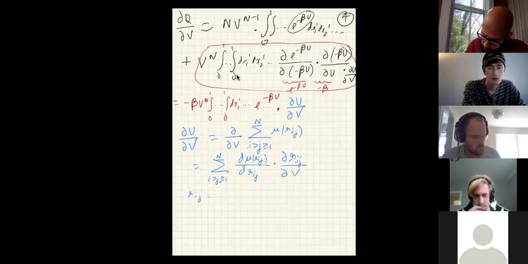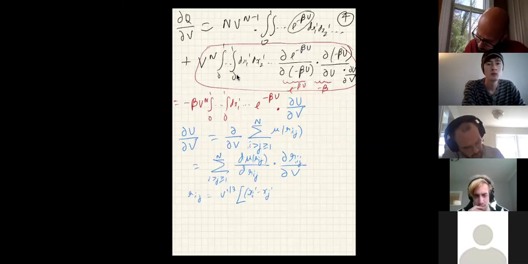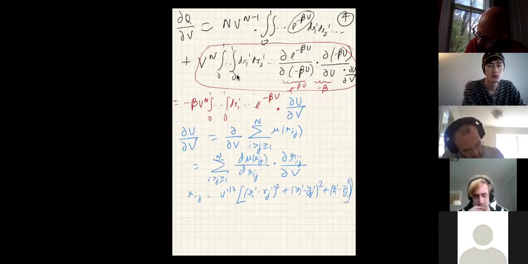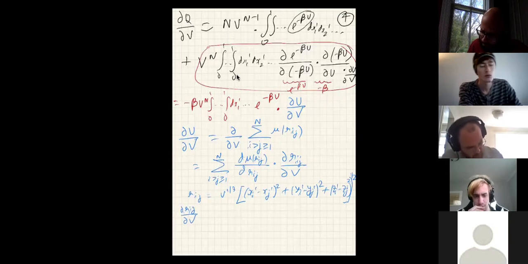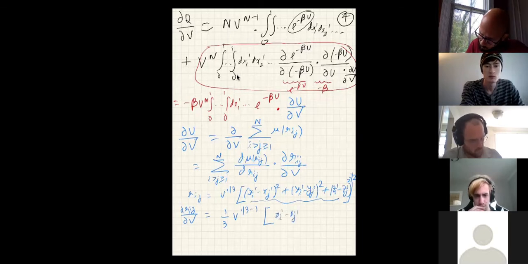rij is v to the power 1 by 3 multiplied by xi prime minus xj prime whole square plus yi prime minus yj prime whole square plus zi prime minus zj prime whole square to the power 1 by 2. So if we differentiate this with respect to volume, partial rij by partial volume will be, this term has no volume dependence. That's the thing to keep in mind. So this will be 1 by 3 v to the power 1 by 3 minus 1 multiplied by xi prime minus xj prime whole square plus dot dot dot all to the power 1 by 2.